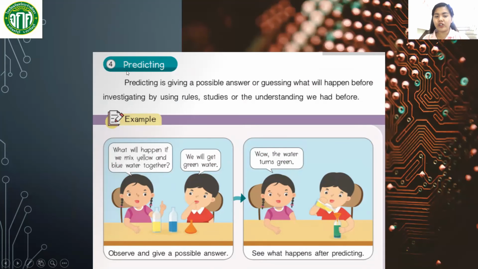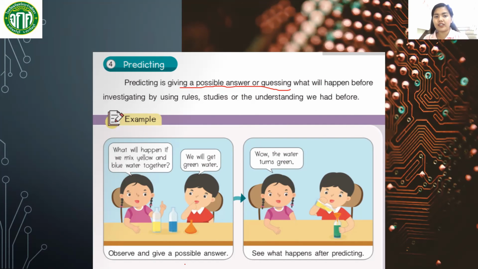Let's move on to number 4, predicting. So what is predicting? Predicting is giving a possible answer or guessing what will happen before investigating by using rules, studies, or understanding we had before. Again, predicting is giving a possible answer or guessing. We have here an example of predicting.